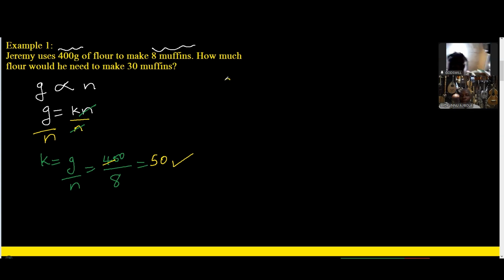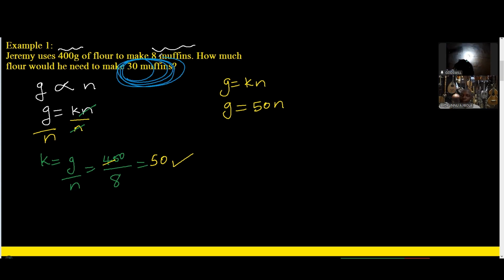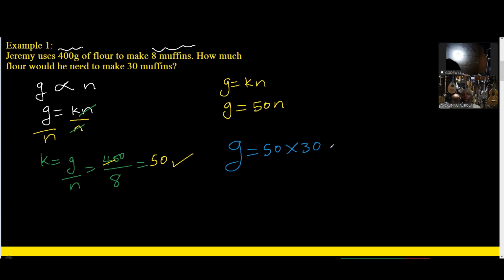Then you go back to G equals K N. You put K in. That means the amount of flour equals 50 times the number of muffins. Now, how many muffins is it going to make now? Okay. Then let us find the amount of flour, okay? That would be 50 times 30 muffins. So that would be what? 5 times 3 is what? 15. Then you put the two zeros. So it's going to need 1,500 grams, okay?